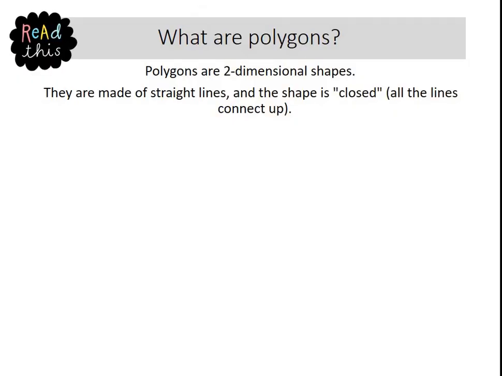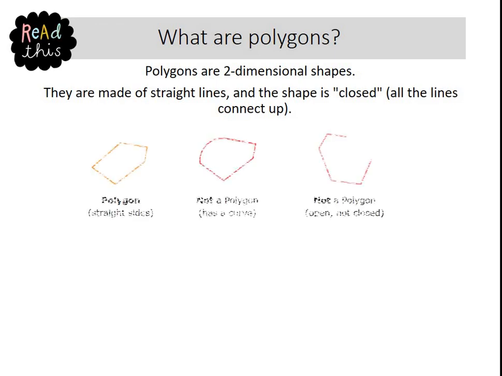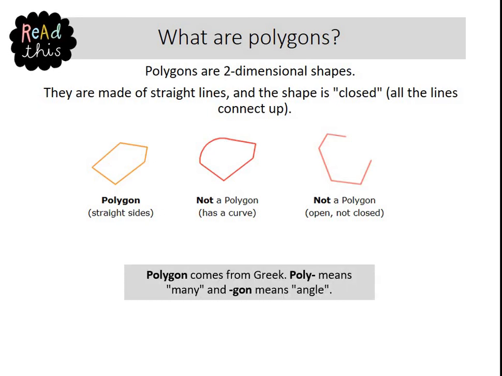First of all, let's have a look what a polygon is. Polygons are two-dimensional shapes. They're made up of straight lines and the shape is always closed. So of these three images, the first image is a polygon because it consists of straight sides and the shape is a closed image. The second shape is not a polygon because this side is curved and polygons only consist of straight edges. And the third image is not a polygon because there is a gap. Polygon comes from the Greek word poly, meaning many, and gon, meaning angles.